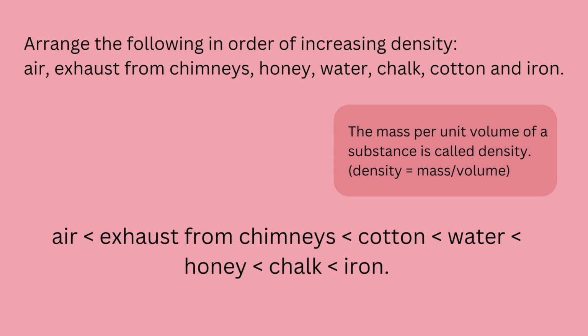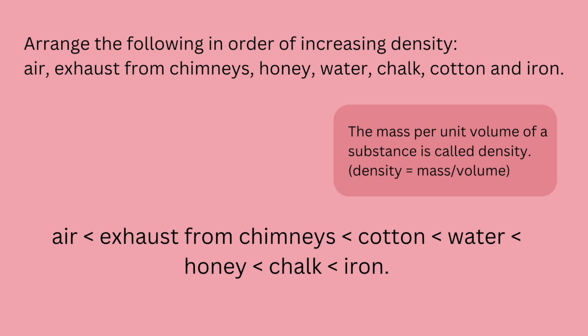And obviously honey is denser than water. If you put a few drops of honey in water, you would see that honey sinks down immediately, so honey obviously has higher density. And then chalk obviously has higher density than honey. It's quite obvious. And then iron has the highest density of all these things. So this is for the first question.